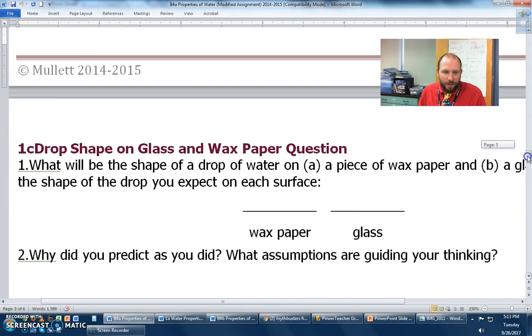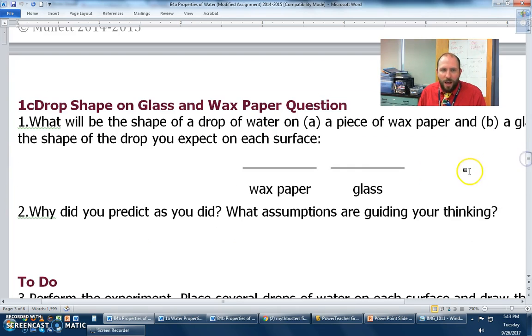All right, next part, 1C. Draw a drop shape on glass and wax paper. So right here it says wax paper and glass. This is a cross-sectional view of wax paper and glass, and you're asked to predict if you put a drop of water here and here, what would that drop of water look like? Would it be flat or would it be balled up?